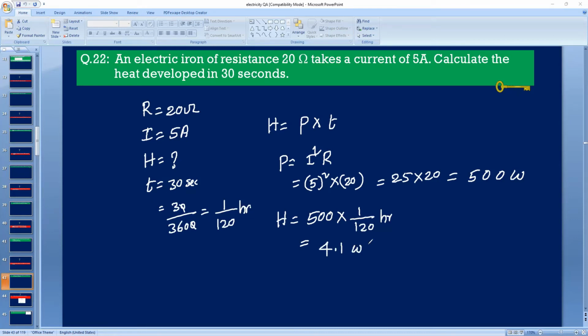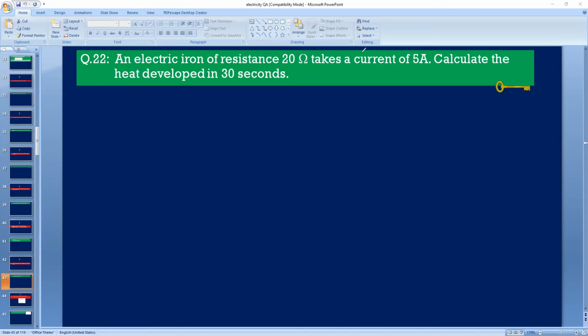4.1 watt hours. This is under watt. Kilowatt or watt hours also can be used. Heat developed in 30 seconds. Hope it is clear to you.